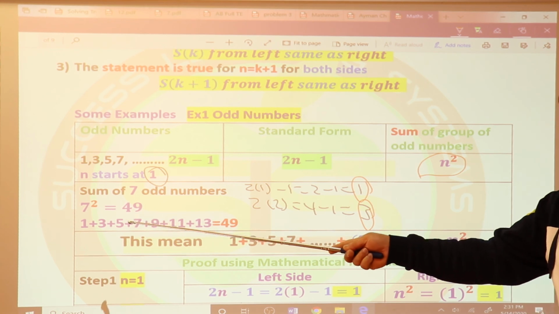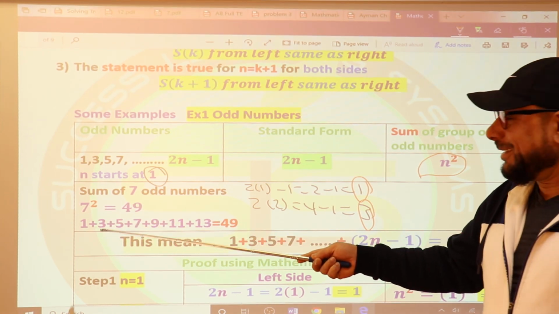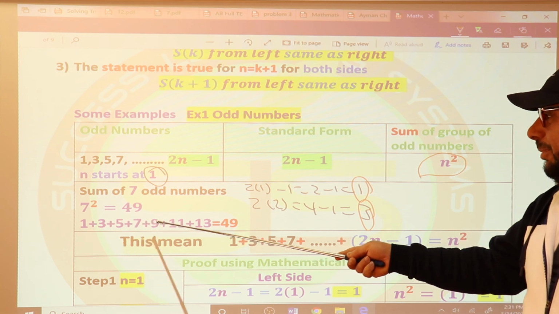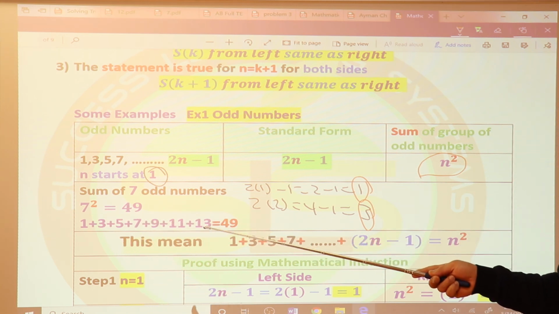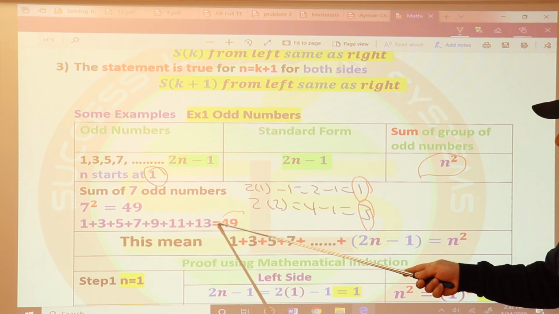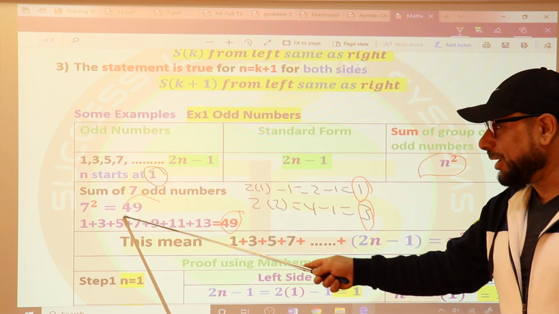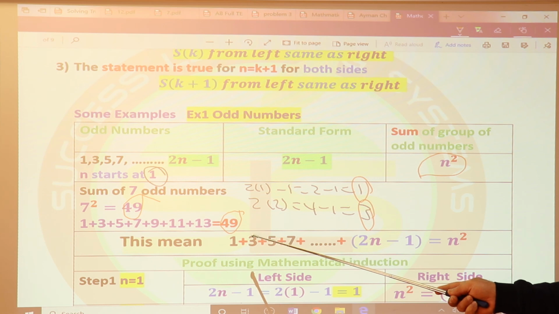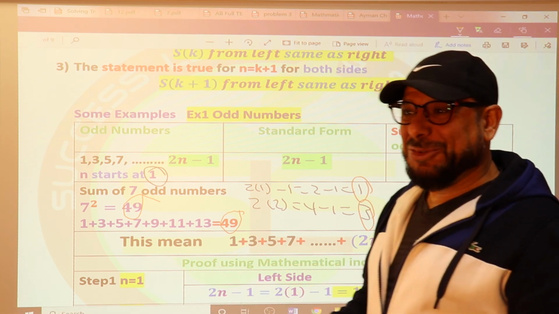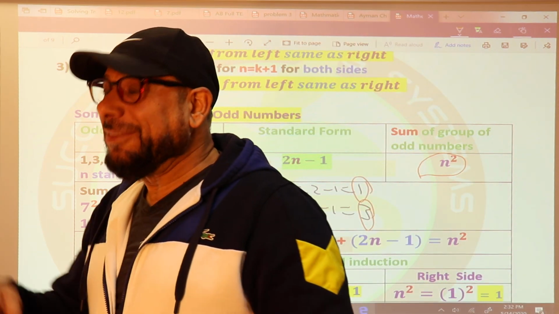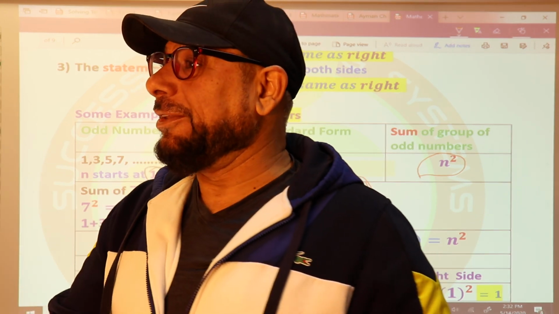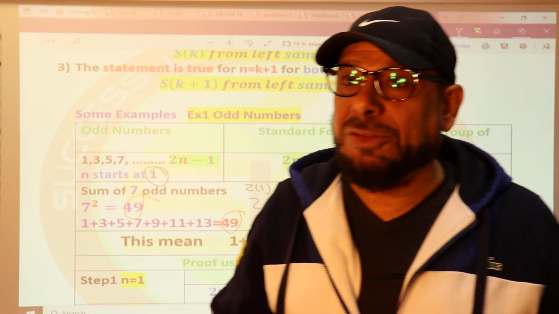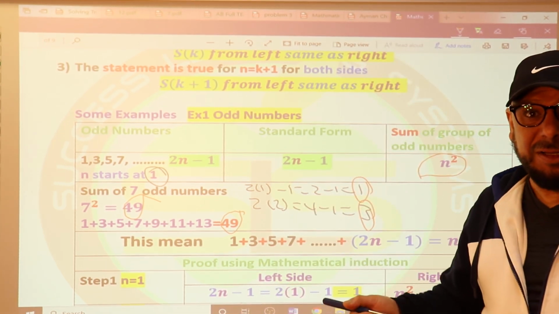If you don't believe me, just add it. 1 plus 3 plus 5 plus 7 plus 9 plus 11 plus 13, right? If you add it, it's 49, and 7 squared is 49. If you add 15, it's going to be 64, which is 8 squared. That's a good idea, right? Then you can tell your friends, it's easy when you want to add consecutive odd numbers, you can do this.